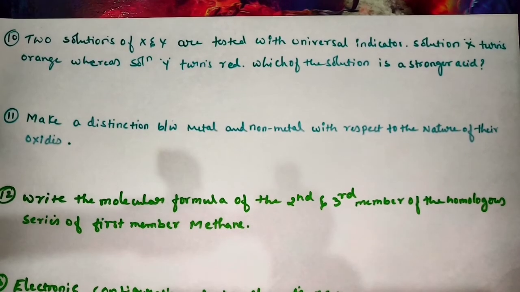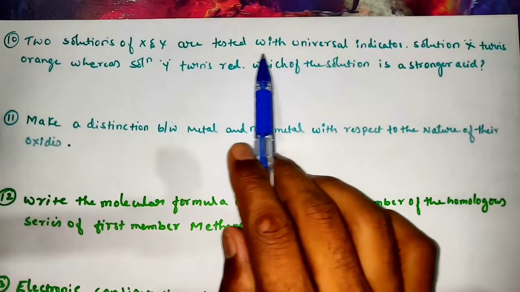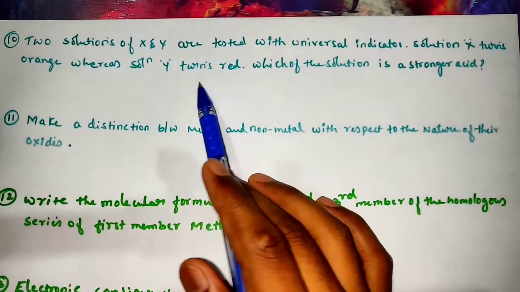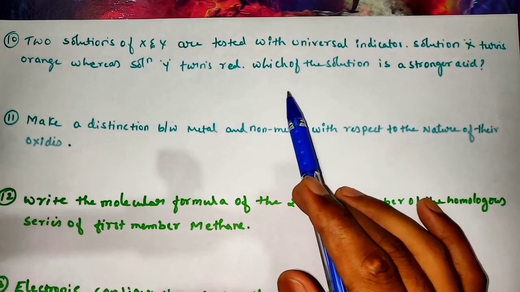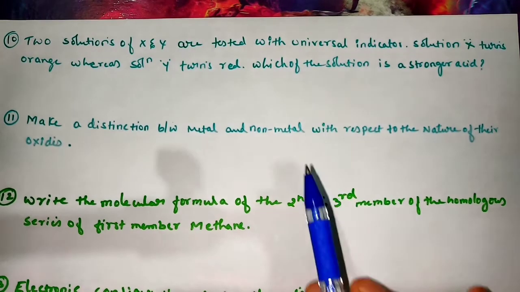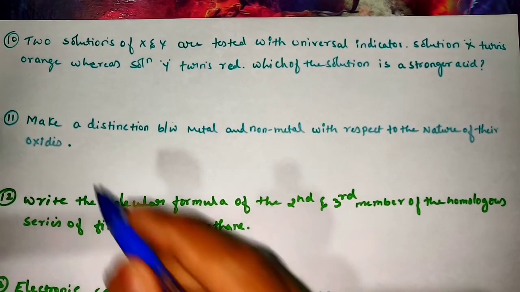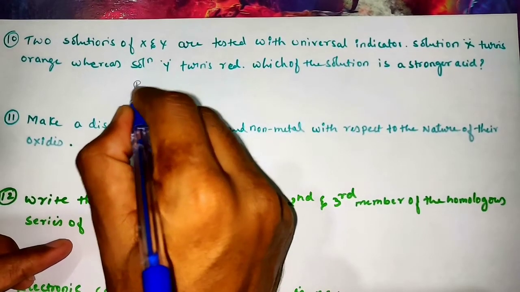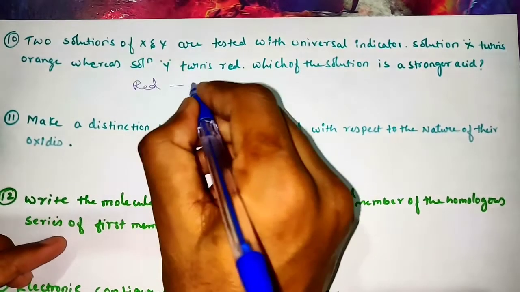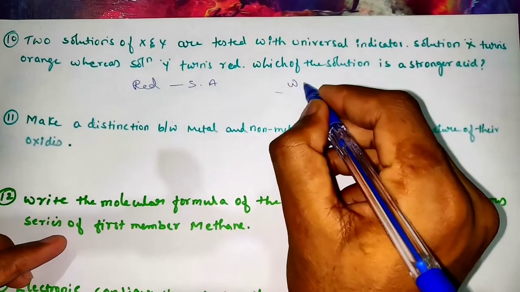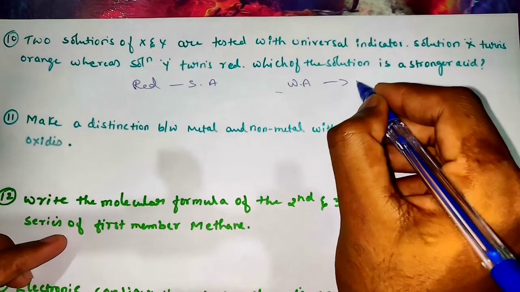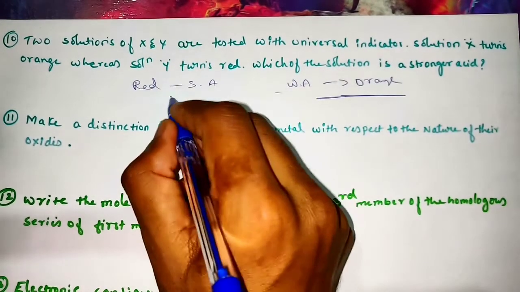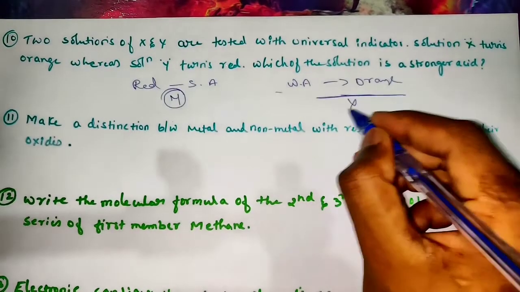Next question we have: two solutions X and Y are tested with a universal indicator. Solution X turns orange, whereas solution Y turns red. Which of the solutions is the stronger acid? We know that universal indicator in a strong acid turns red. In a weak acid, what is it going to become? It will become orange. So easily we can find which is a strong acid: Y is a strong acid and X is a weak acid.